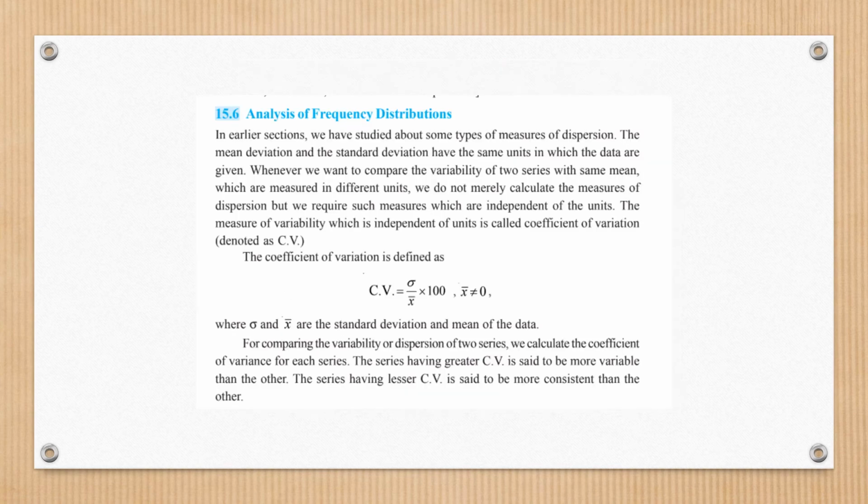Now, analysis of frequency distribution. We have studied some types of measures of dispersion in this statistics chapter of this class: the mean deviation and the standard deviation, and they have the same units in which the data are given. Now, whenever we want to compare the variability, meaning the variation with the same mean, which are measured in different units.